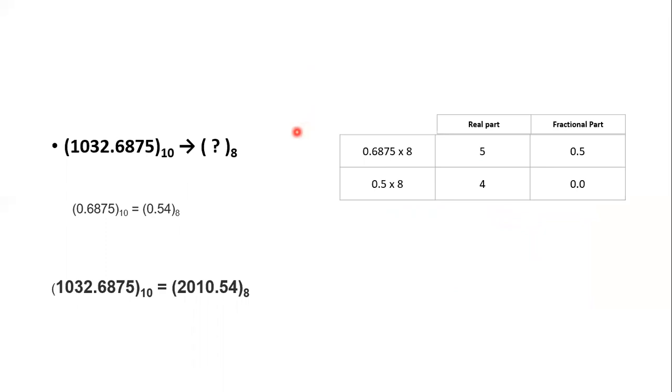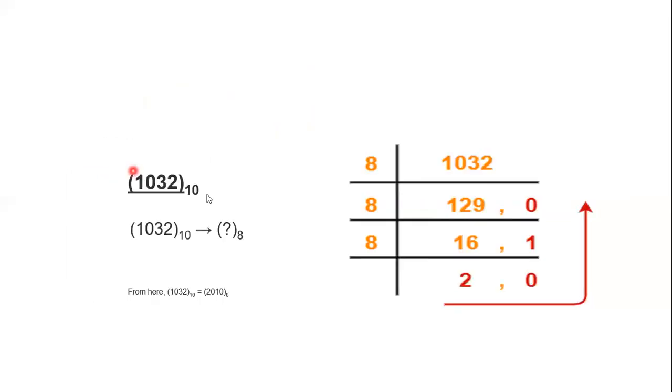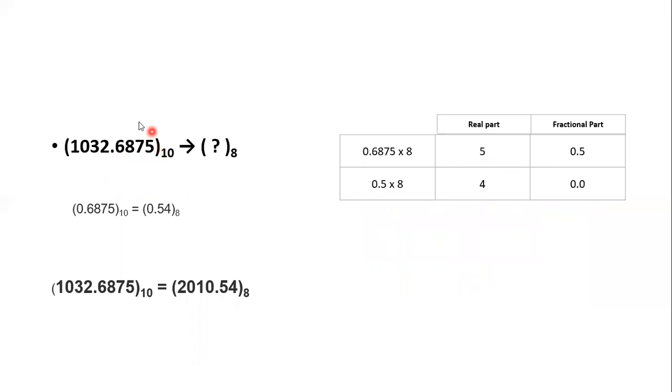Suppose that decimal points are given, we take the same example for 1032. The 1032 we can find like this, 2010. Then how to calculate for this decimal value? Again, we use a method similar to binary. So 0.6875 times 8, real part and fractional part. When you multiply this, we get 5.5. Therefore, the real part 5 put here.